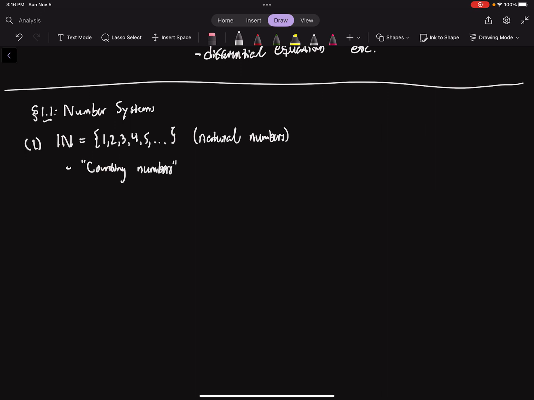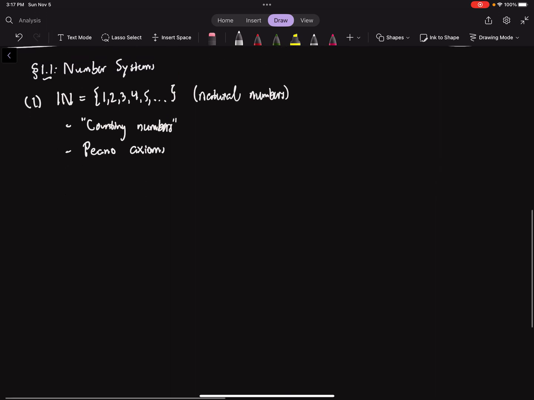And if you want a rigorous definition of them, you can look at the Peano axioms. If you haven't heard of these, I would definitely stop at this point and look them up and study them a bit, especially the principle of mathematical induction. But this isn't our purpose here. And what can we do with natural numbers? Well, we can do a few things. So each natural number has a successor. And it's unique.